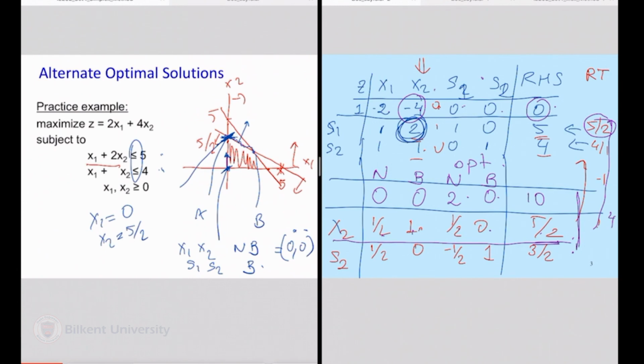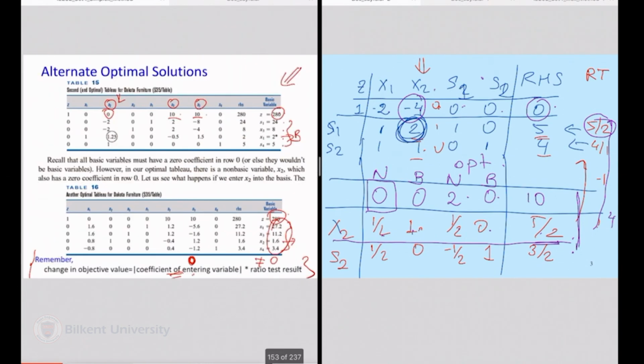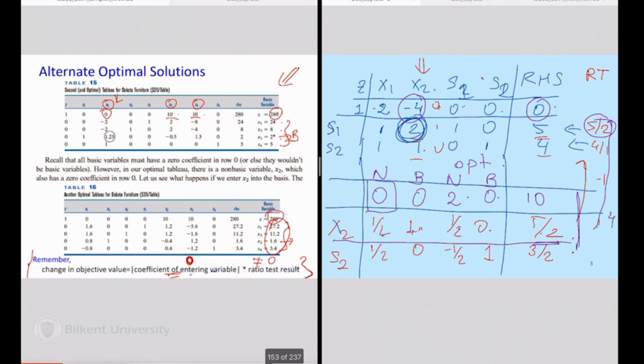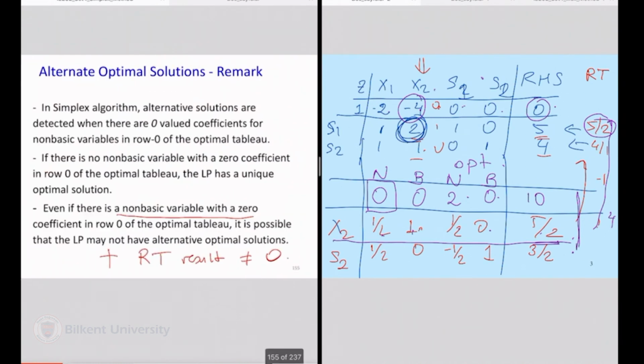But if you look, this is a hint of alternate optimum solutions. You have a non-basic variable with a potential 0 coefficient in row 0. And if you go back to here, that's where we are, right? There is the potential of alternate optimum solutions because there is a non-basic variable with 0 coefficient in the final tableau. Okay? So again, this is the condition. So one prerequisite is satisfied.